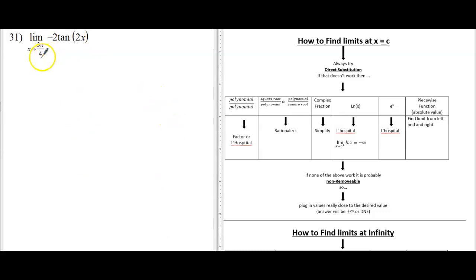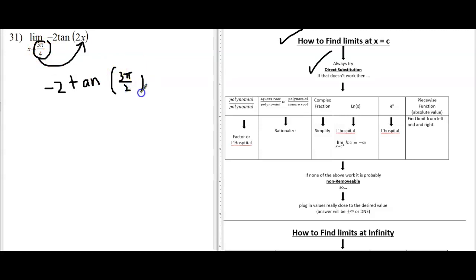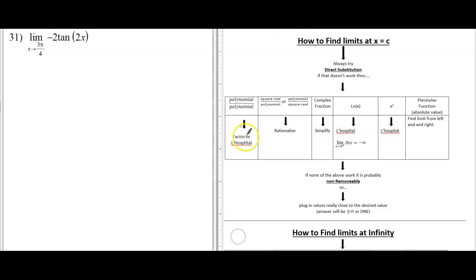Let's go ahead and try. So once again, I'm finding a limit at a number. So we start with direct substitution, and plug that in really quick. If I plug that in, it's going to be 2 times this, which is 6 pi over 4, which reduces to 3 pi over 2. Now, tangent of 3 pi over 2, that's undefined. So direct substitution fails.